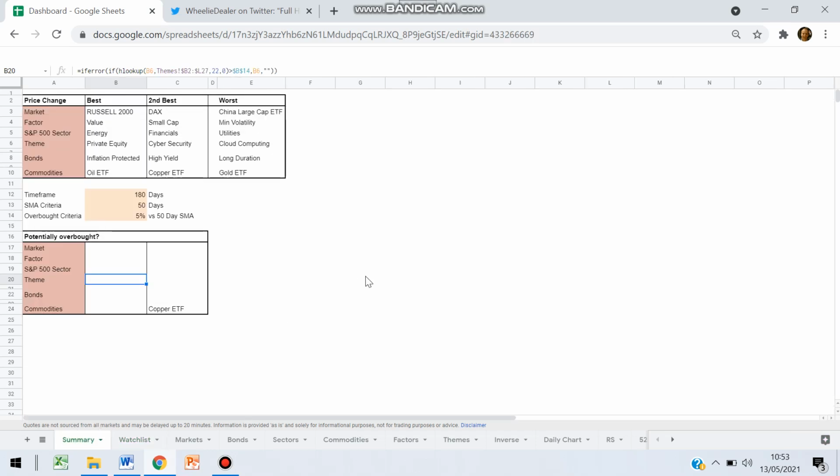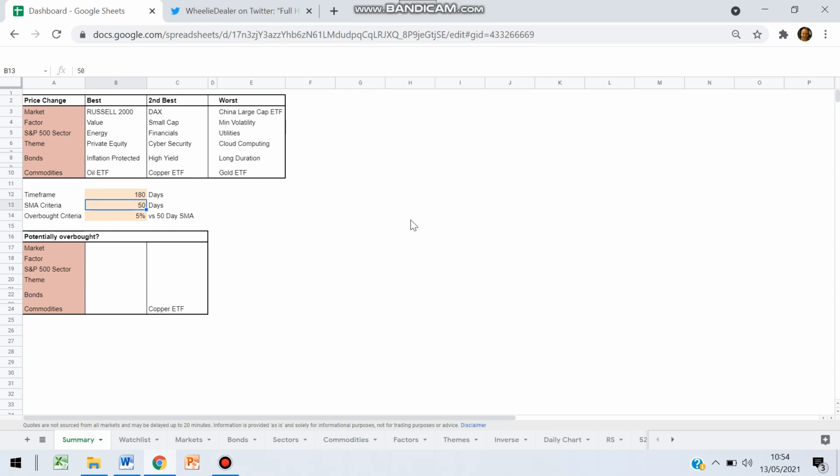Then I've got a summary tab. So this says for 180 days, Russell 2000, so that's US small cap, that's the best market. Next is DAX, China large cap is the worst. In terms of factors, look at value, then small cap, worst is minimum volatility. In terms of sectors, we've got them here. In terms of themes, we've got them, bonds again, commodities again.